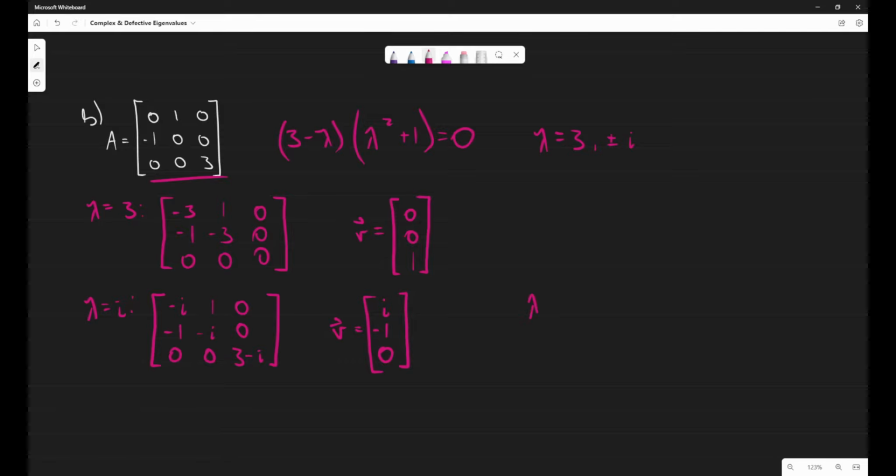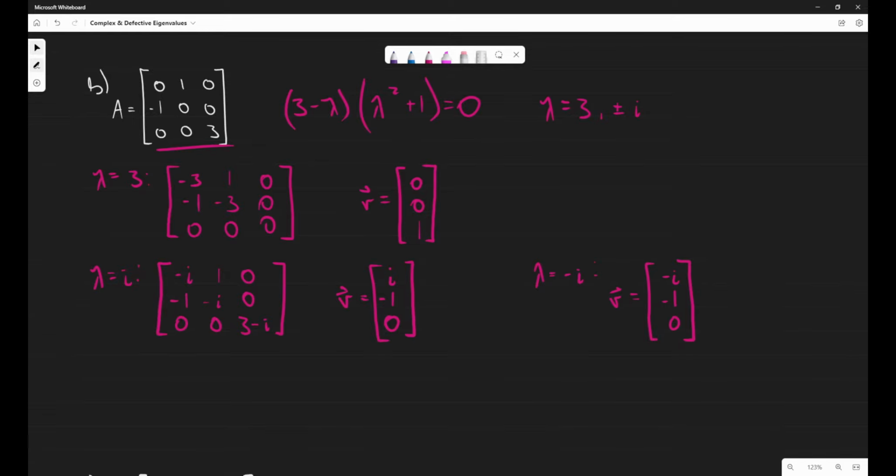And for lambda equal to negative i, v is going to equal -i, -1, 0. And those will be the eigenvectors for this 3x3 matrix.